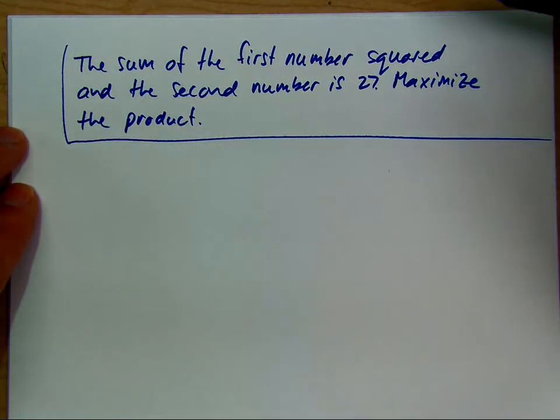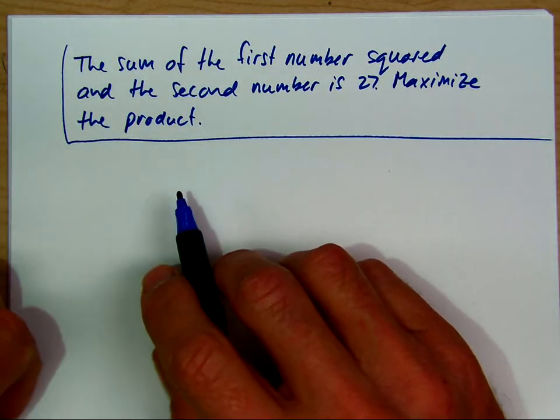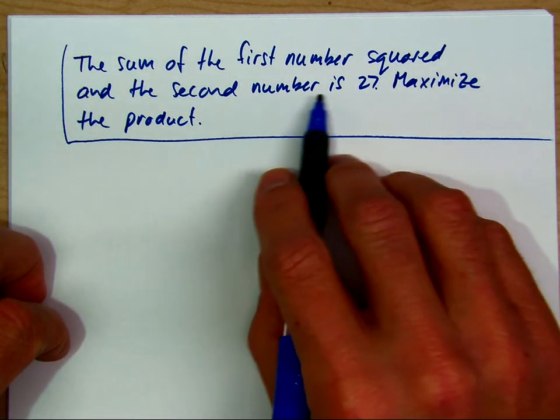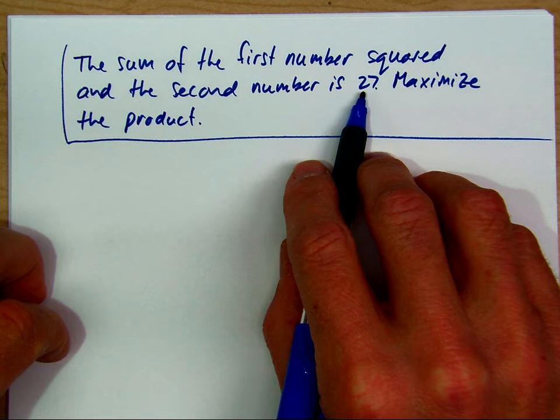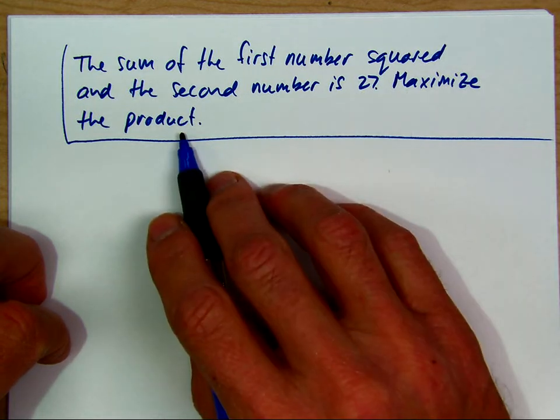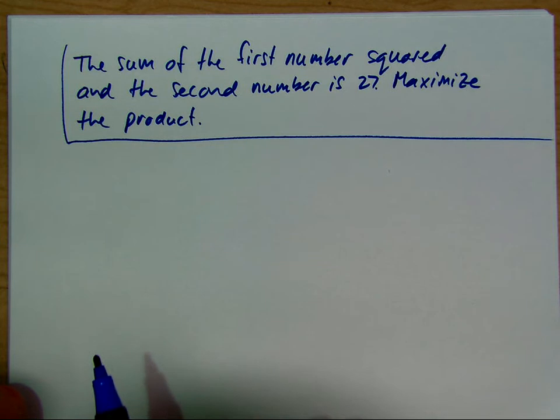All right. So you were adding two numbers, and the first number is squared, and then we're adding it to the second number, and that sum is 27. If you take the two numbers, not squaring them, you want to find out the maximum product. So pause the video and try this one.